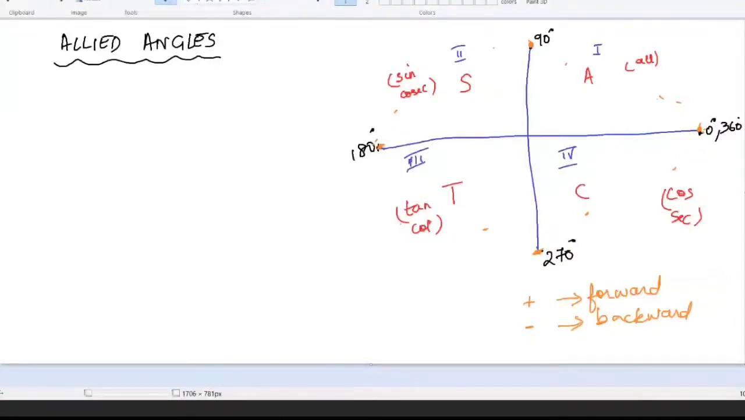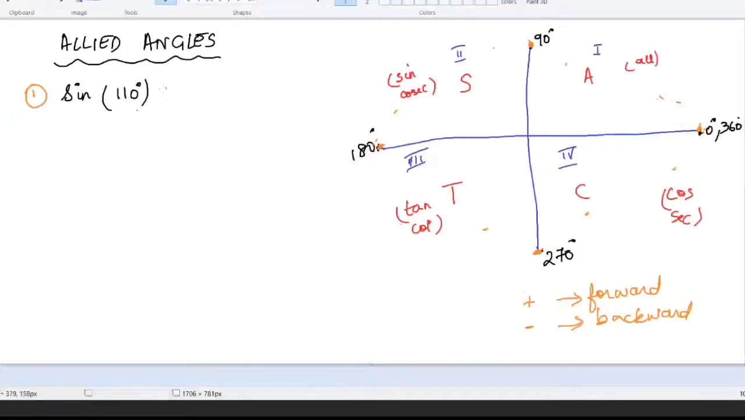Now suppose we have a question. I will give you 4 examples first, and then we will take down the notes with points: what is an allied angle, what are the steps to be followed, all that I will give later. Just now, 4 examples. For the first example, suppose I take sine, my all-time favorite. Suppose I have sine 110 degree.